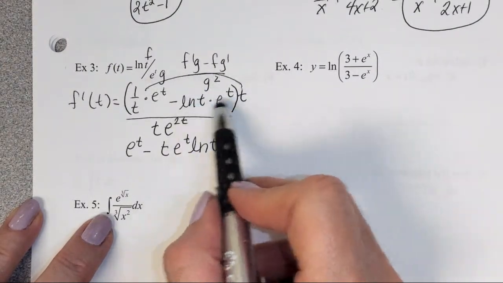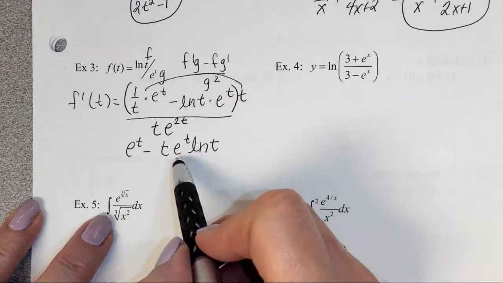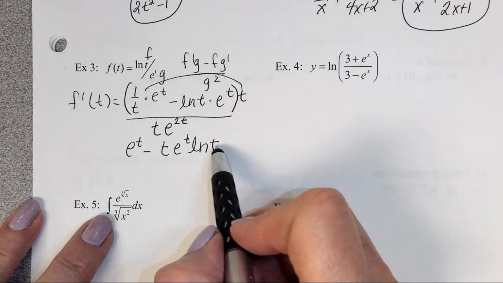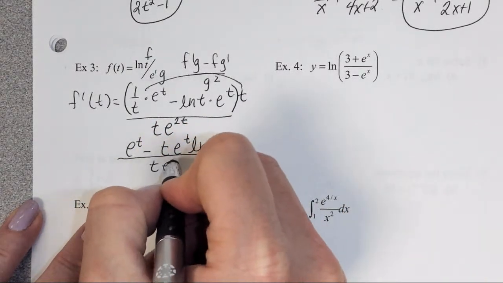See how I changed that order? You don't really have to. I just like to write it this way so I don't think it's like ln of t times like t squared there. And then I have this on the bottom.